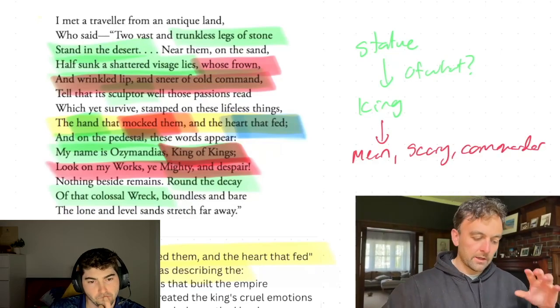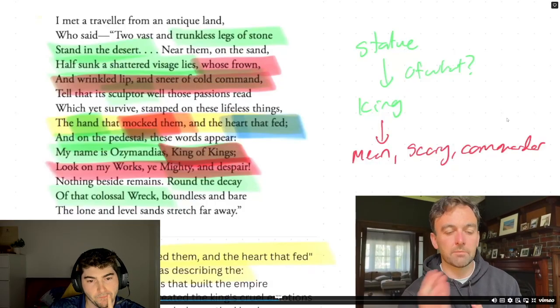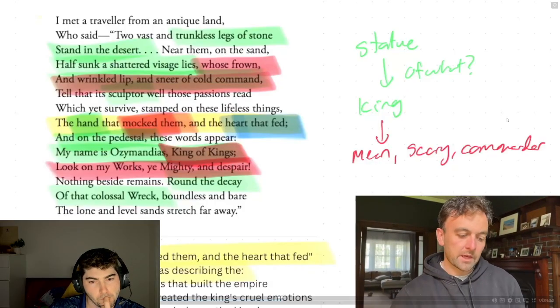So we have the literal meaning of the hand and the statue, and that is shaped by these implicit meanings of being mean and scary. And that changes our idea of this king.